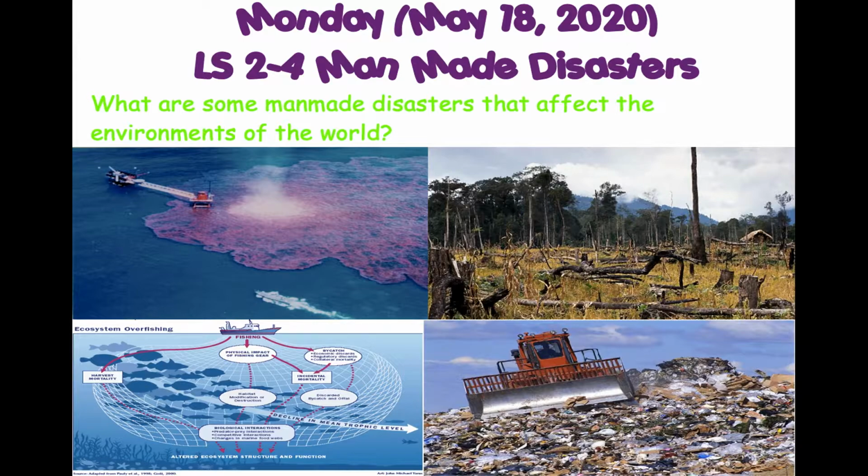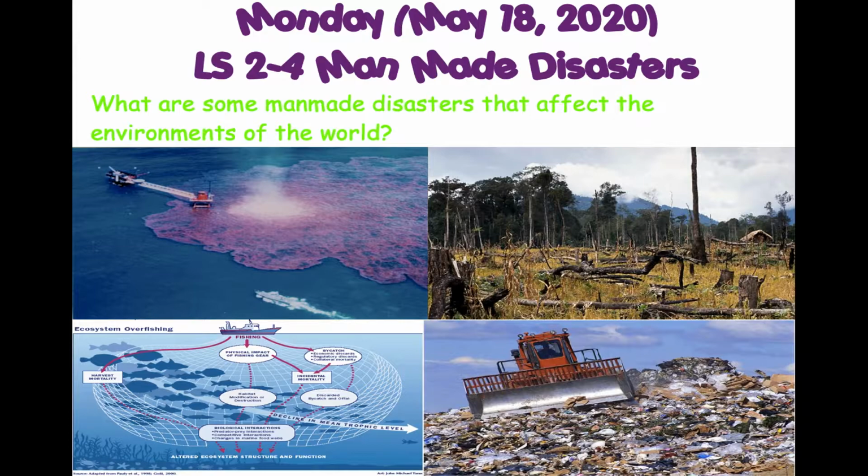So we're going to be talking about LS2-4, man-made disasters, and how the human impact on the environment can be studied and how we can fix it and stuff like that. So let's talk about some things that human beings have been doing to the environment in maybe the last 100 years or so. Can you think of any man-made disasters that have caused a big change in the environment?